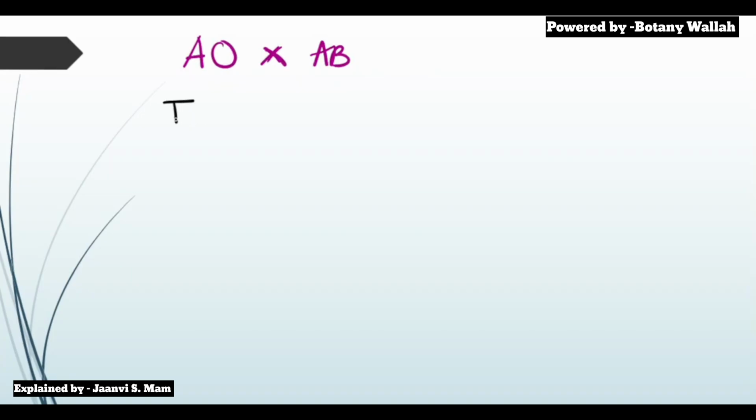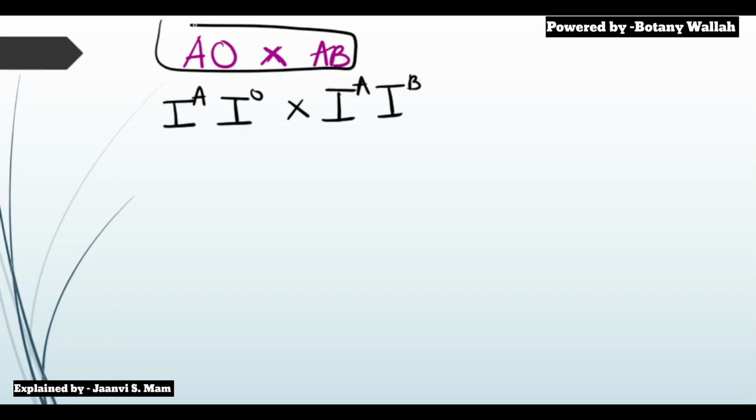So we will write it as IA and IO, because in genotype we have to express it like this. Okay, and IA and IB. This I have given you as the question. Okay, this is the first question which I have given. You will write it like this and you will cross. So here you will have two gametes, here also you will have two gametes.